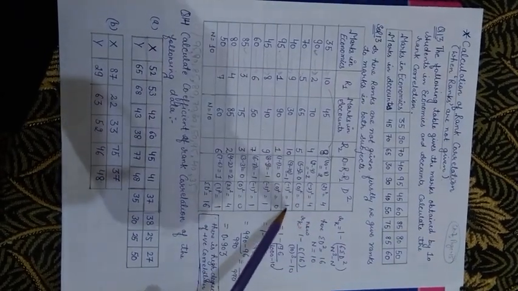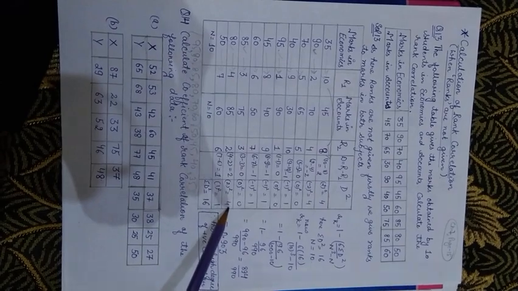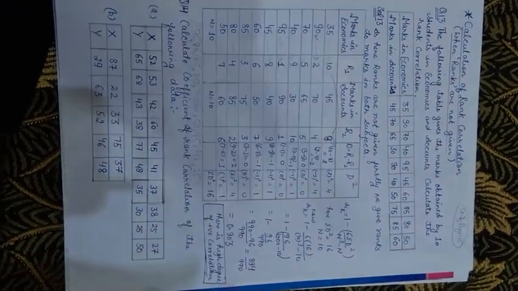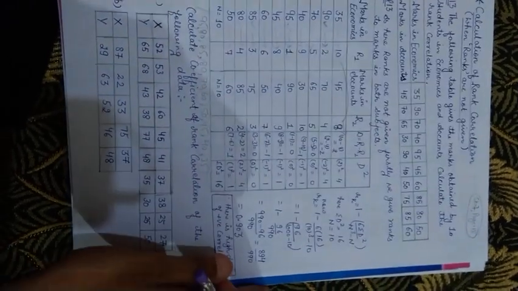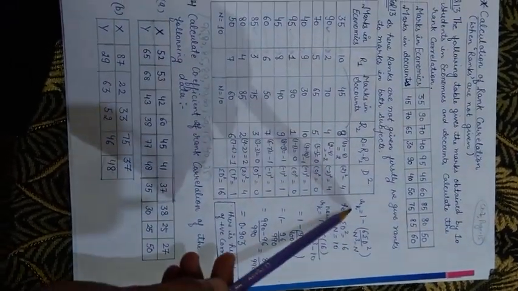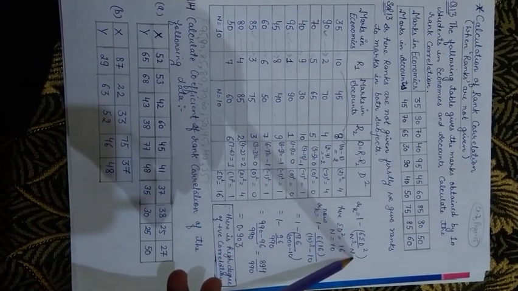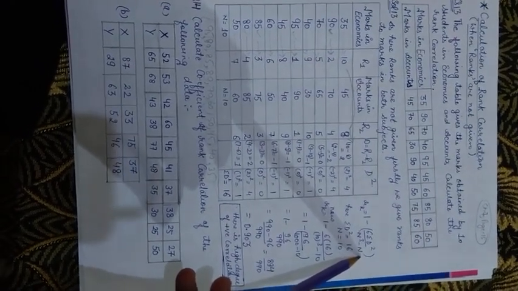4 and 4, 8, 9, 10, 11, 11 for 15, 1, 16. So you have got this value. Now you have to look at this formula. This is your formula. You have to put the values. Already you know how to apply this formula. I have told you in previous question also.